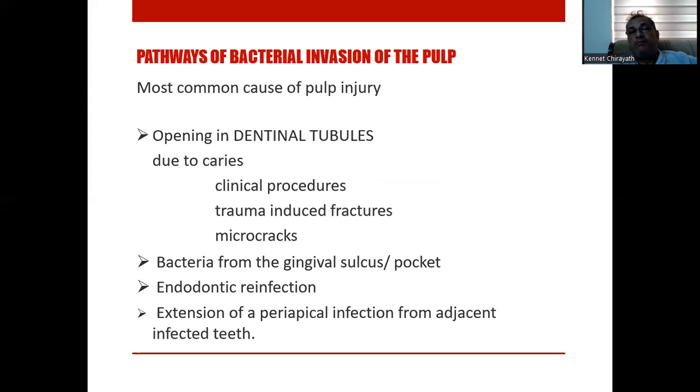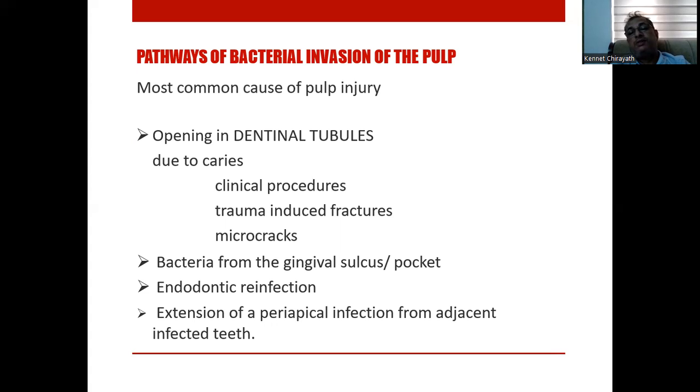Okay. Now comes the pathway of bacterial invasion of the pulp. How do the bacteria enter into the pulp? The most common cause of pulpal injury is opening through the dentinal tubules, due to caries, clinical procedures, trauma-induced fracture, and micro cracks. So bacteria can enter through the dentinal tubules due to caries, then clinical procedures, trauma-induced fracture, and micro cracks. These are the three pathways where bacteria can enter the dentinal tubules or the pulp.